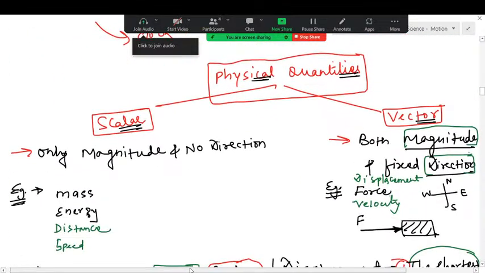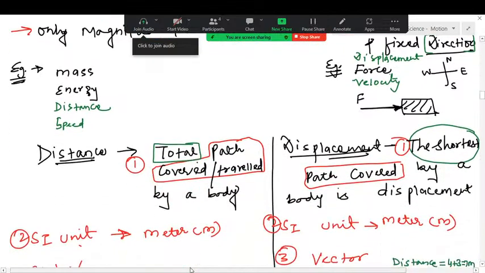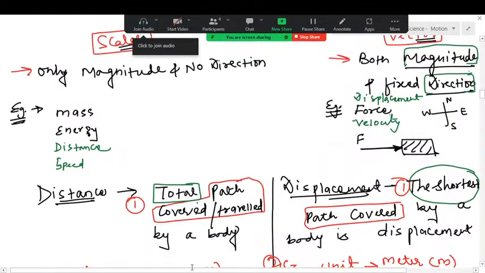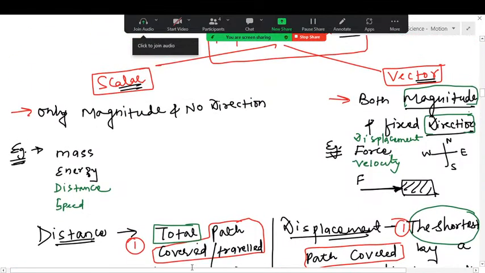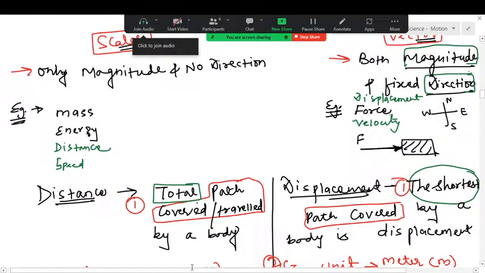Later we divide these physical quantities into scalar and vector. A scalar has only magnitude but no direction, and a vector has both magnitude and a fixed direction. We came to know that mass, energy, distance, and speed all have only magnitude, which is why they are scalars, whereas displacement, force, velocity, and acceleration are vector quantities because they have a fixed direction besides their magnitude.